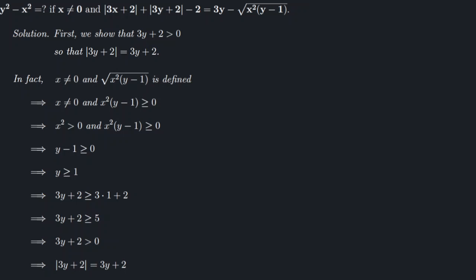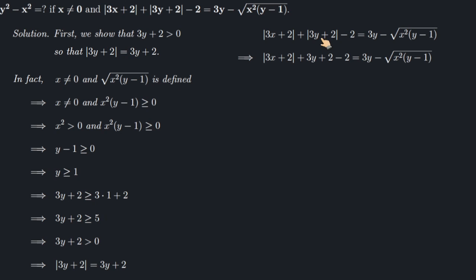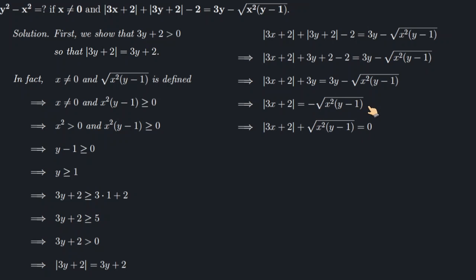Now we can get rid of an absolute value in the given equation, since the absolute value of 3y plus 2 equals 3y plus 2. Because 2 minus 2 equals 0, we can simplify a little more. Next, we subtract 3y from two sides of the equation and add the square root to two sides of the equation to make the right-hand side 0.